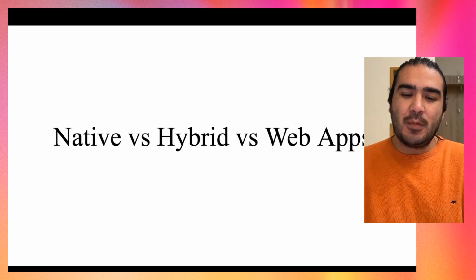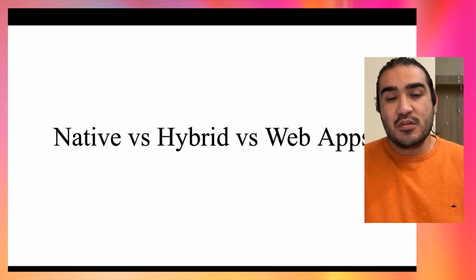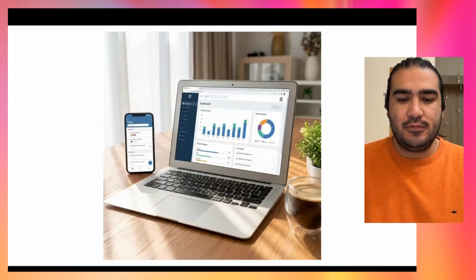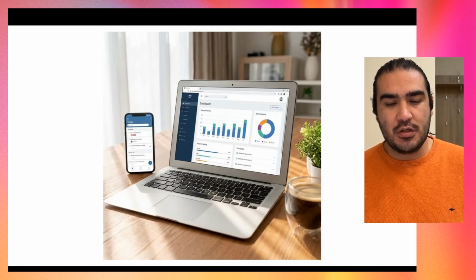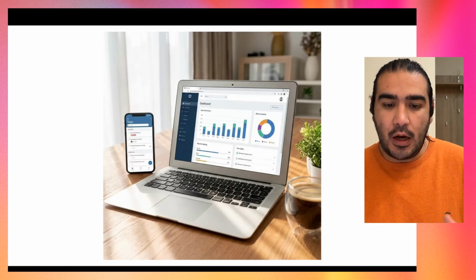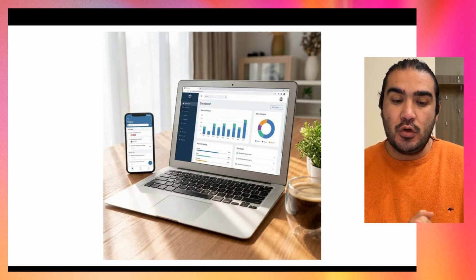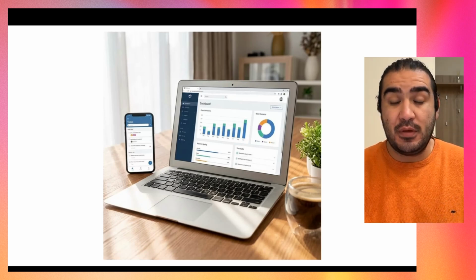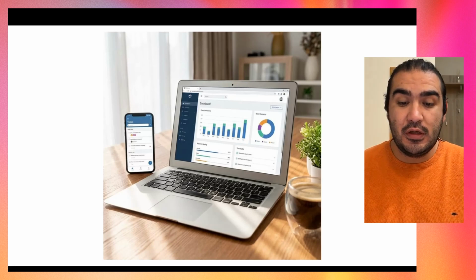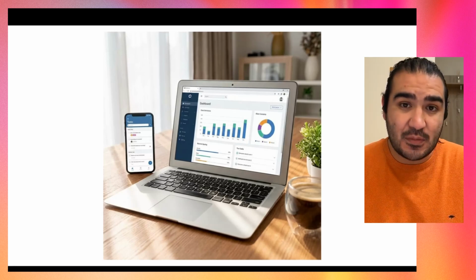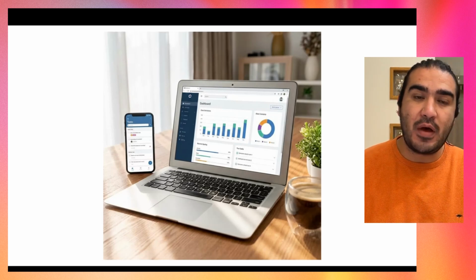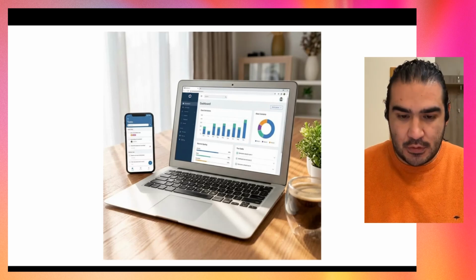So today I'm going to talk about native versus hybrid and versus web apps. So let's just start with native. And of course, we can see that we have two versions of applications. One is on mobile and one is on the computer. And of course, some apps can even be downloaded on computer, but the way they look and function is different, and also how accessible it is versus web apps and mobile apps.